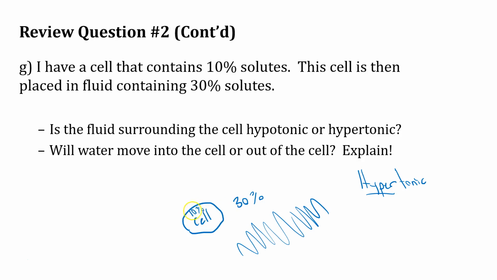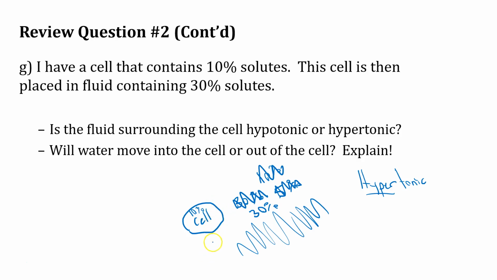If I was to keep the cell saltiness the same and reduce this down to, let's say, 5%, then we would say that the solution is now, relative to the cell, less salty than the inside of the cell, so this would be a hypotonic solution. And if I had it at 10%, this would be an isotonic solution. But the question says 30, so we'll leave it at 30. Hypertonic solution. So now tell me what happens to the water.